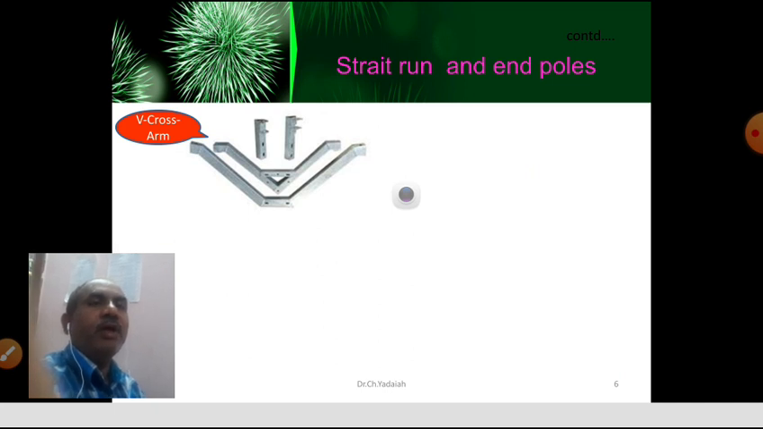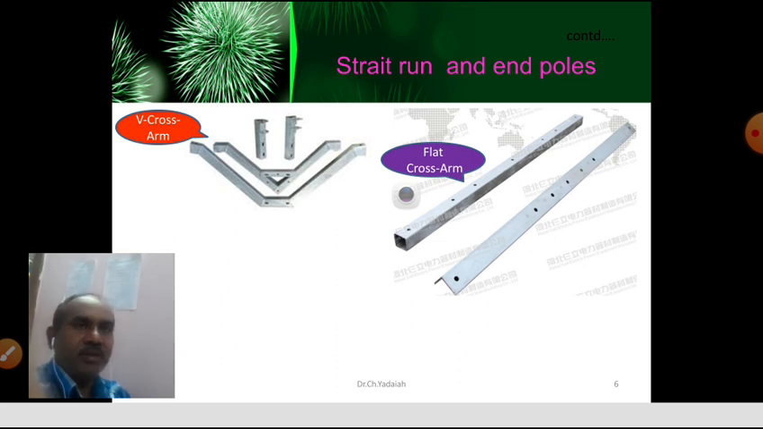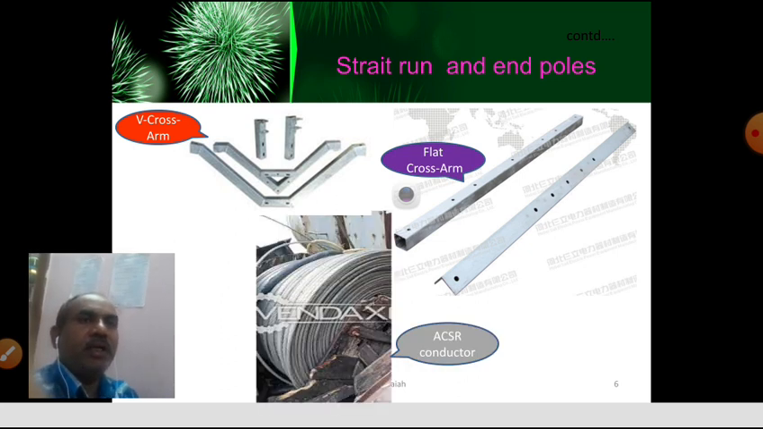And at the same time you can see the cross arms. This is a V-shape cross arm, GI pipes, galvanized type. So V-shape cross arms, and the top one, a bracket, also F type, you can see that also. And this is a flat type cross arm, the V-shape and flat type cross arms. And you can see the conductor, ACSR conductors, aluminum conductors.